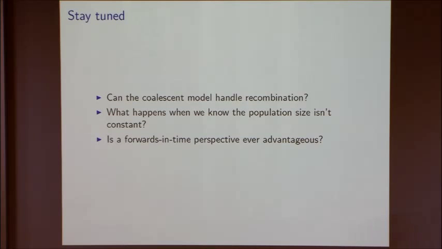So in the next two lectures, I hope you'll come back after lunch. Anand will talk about how the coalescent can handle recombination, and what happens when the population size isn't constant, which is often the case. And I've only talked about the backwards in time perspective, but there are many advantages to using a forwards in time perspective. In particular, you can handle selection more easily, I think. So that's what's coming next.